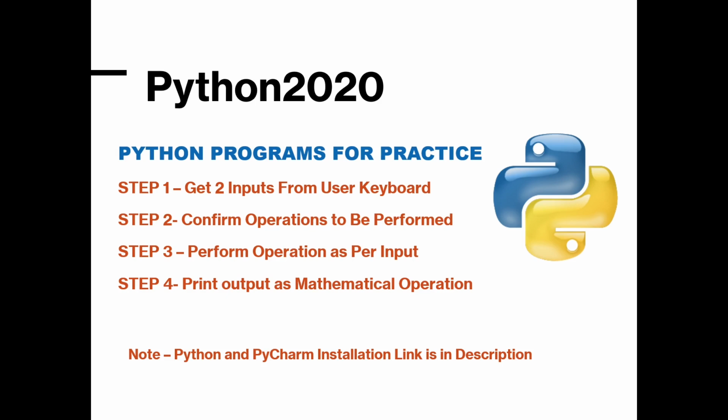So this is what we are going to do. Step 1, we will take two different inputs, which is two different numbers from the user using the Python input method. And then we will require one more input. This input will decide which operation the user wants to perform. So that will be plus, minus, division or multiplication, anything. And then finally we will perform that operation using Python, and then we will print the output of that Python mathematical operation.